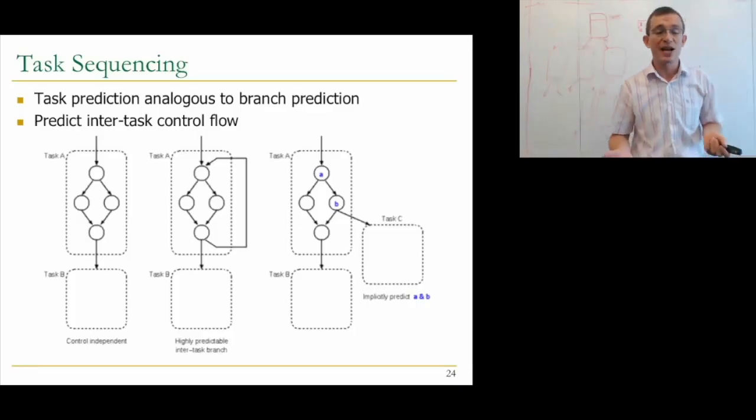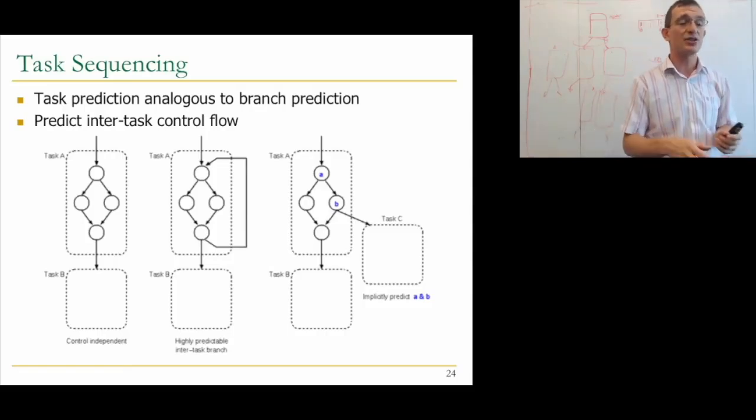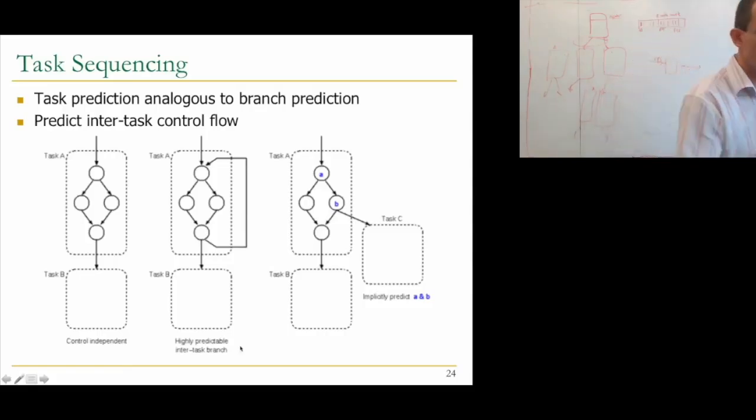And this is analogous to branch prediction, and we've discussed branch prediction in 447. You can take a look at that. The idea is to predict the inter-task control flow. In this case, for example, tasks are chopped up such that there is only one task following task A. As a result, it's very easy to do this prediction, right?